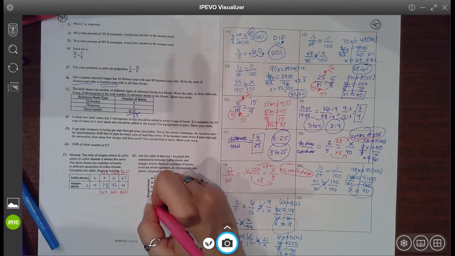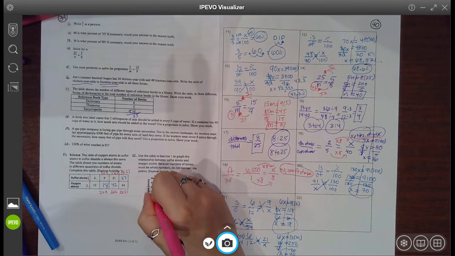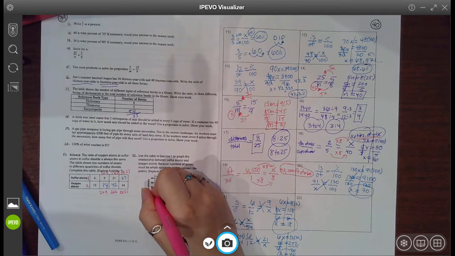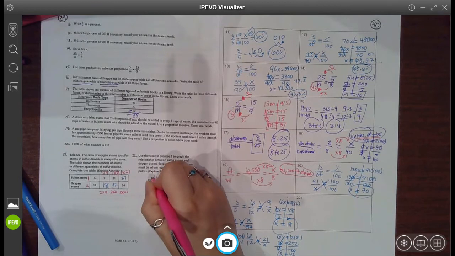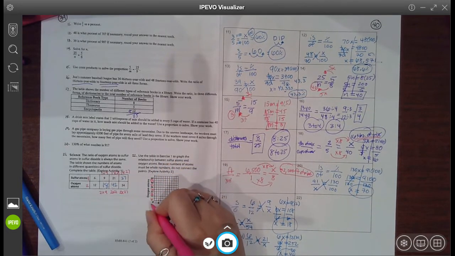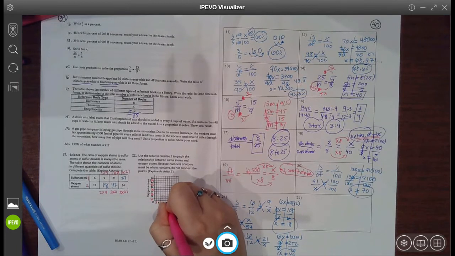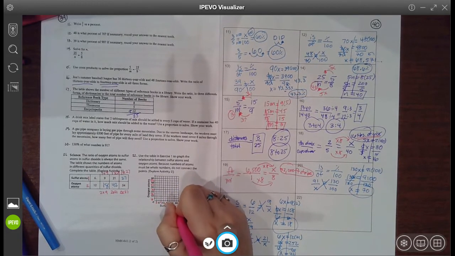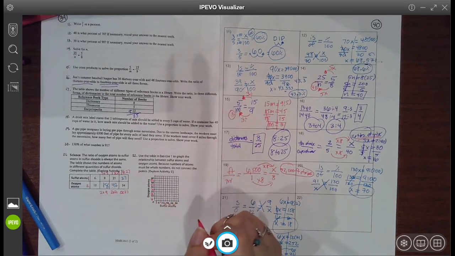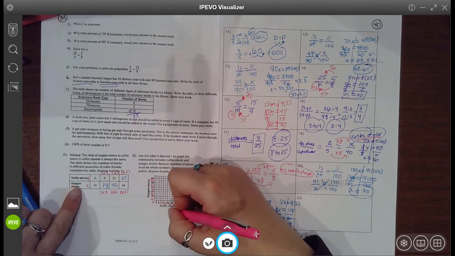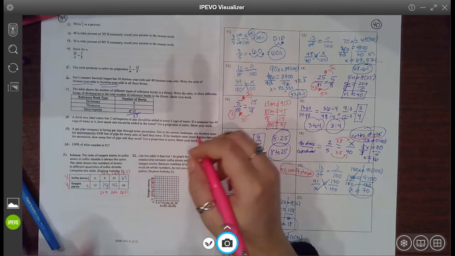So that would be 6, 12, 18, 24, 30, 36, 42, 48, 54, and then 60. Okay, so that's this side. And then this side's counting by, well, what's halfway between 0 and 6? 3. So 3, 6, 9, 12, 15, 18, 21, 24, 27, and 30. Okay, so this is representing sulfur. So this is your X and this is your Y.